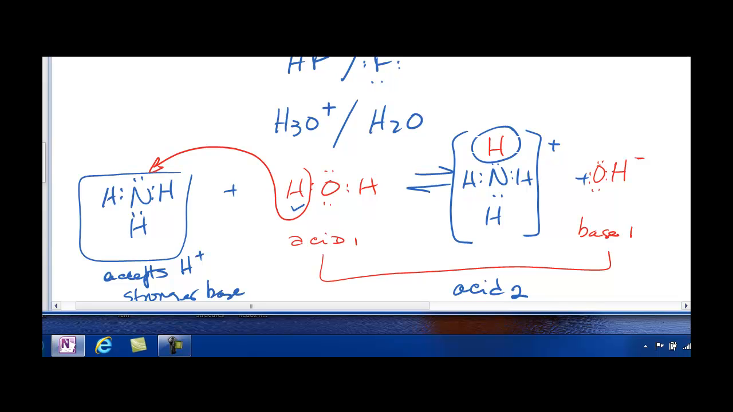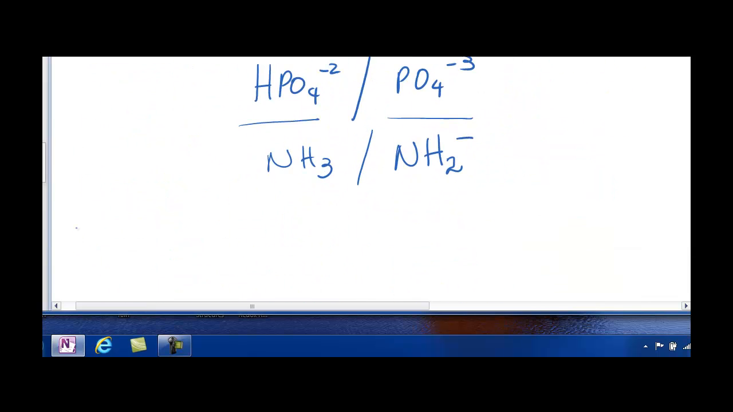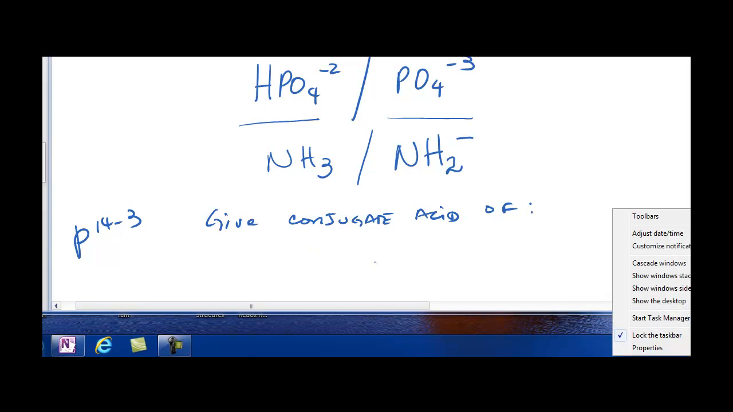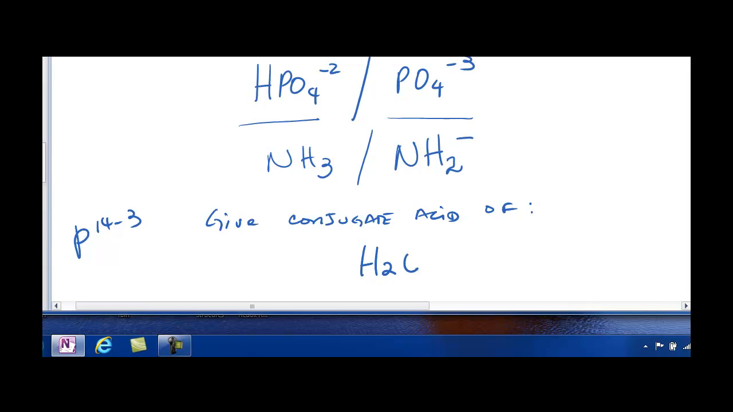You told me conjugate bases. Now I want conjugate acids. I mean, example on page 14-3. Give the conjugate acid of H2O. Not the conjugate base, but the conjugate acid. What would be its conjugate acid? Does H2O have a conjugate acid?